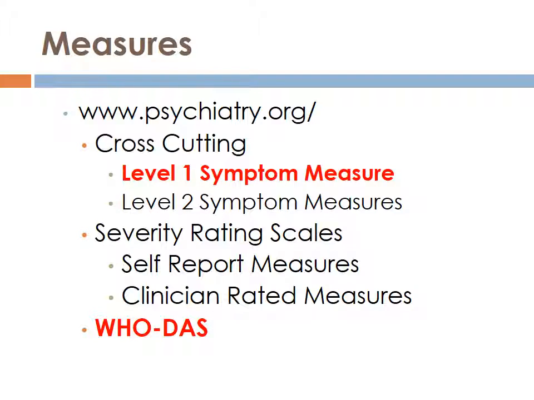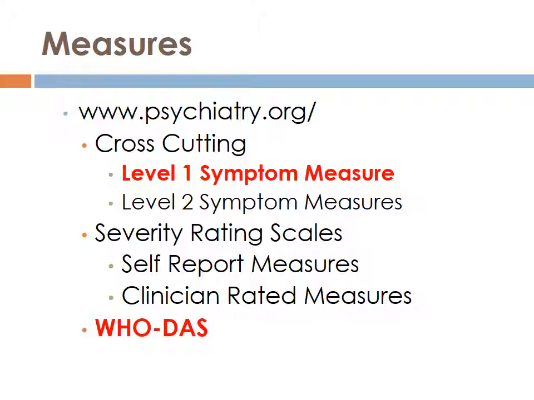The DSM-5 suggests a variety of assessment measures to augment the diagnostic assessment process. All of these measures can be downloaded from the psychiatry.org website. Click on the View the Online Assessment Measures to get to the page. The measures we are using in this course are also available on the course page. They are the Level 1 Symptom Measure and the WHODAS.